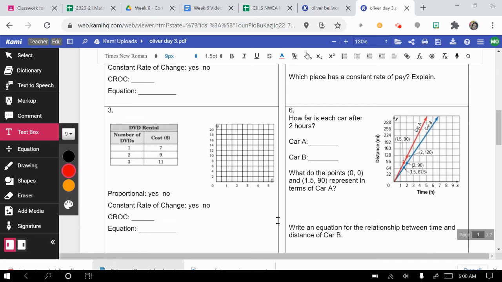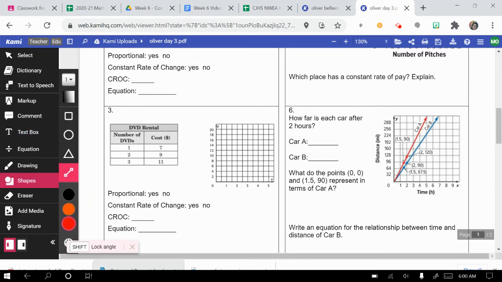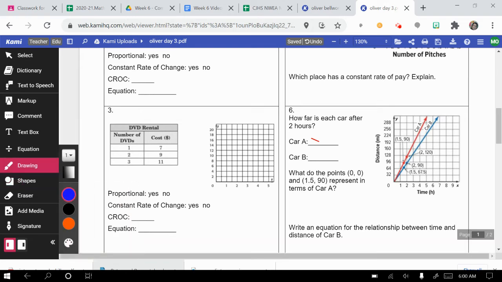Okay. Now let's talk about what the points represent on number 6. How far is each car after 2 hours? So we have to look at our 2 hours. This is my hours. So we have to look at this point, and then that point. Car A, being the red line, at 2 hours is at 120. Oops, I was on the line. No wonder it's making some crazy. So we're at 120. Don't worry about that.